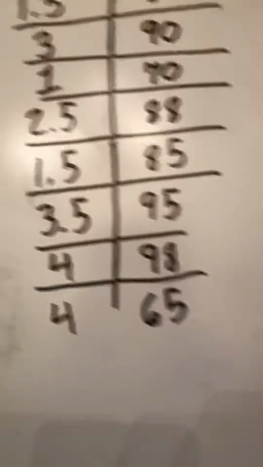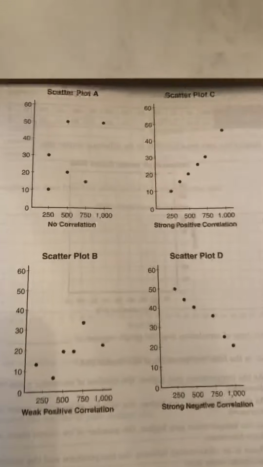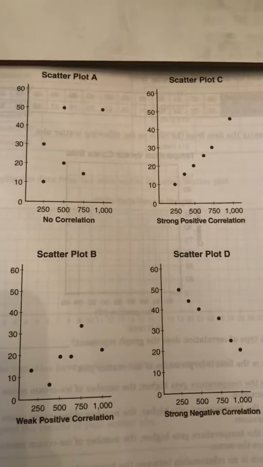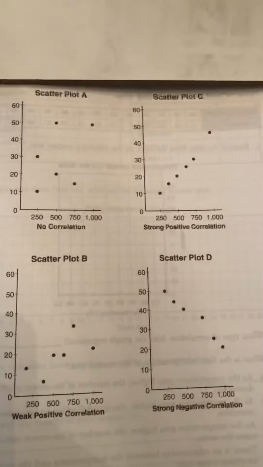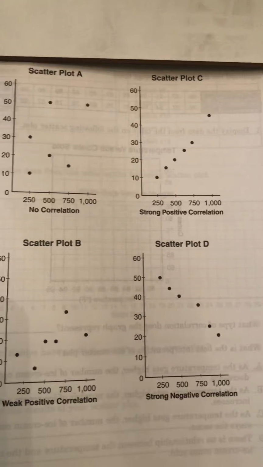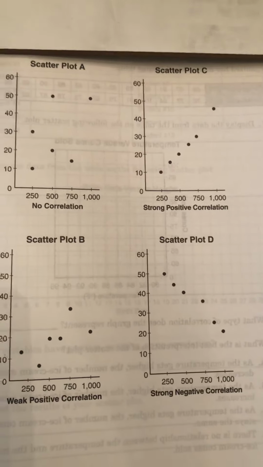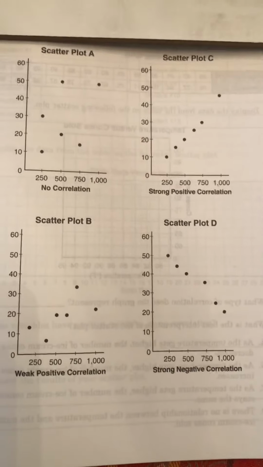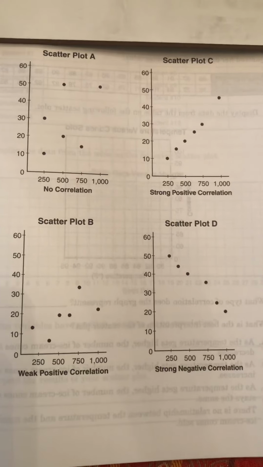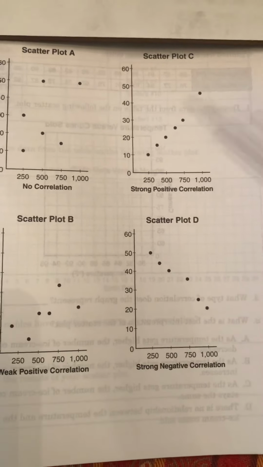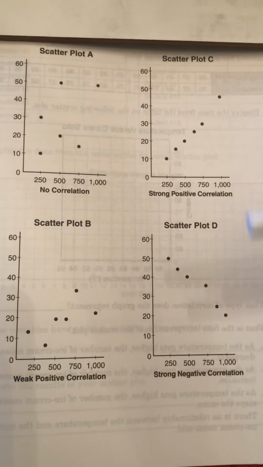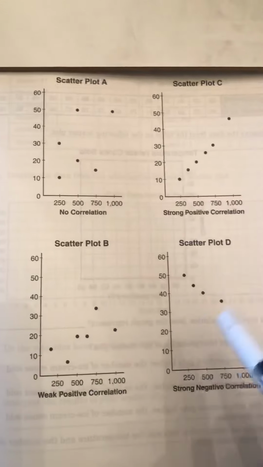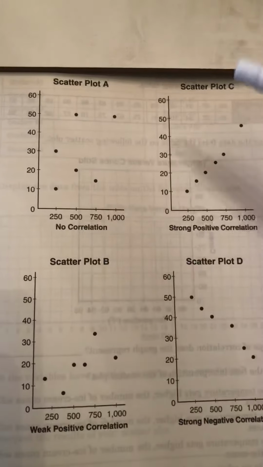Now, the next thing we're going to talk about in this video is correlations. I was going to draw the graphs, but I had this handy-dandy workbook that's going to help us out. You have 4 different types of correlations here. But really what you've got are positive and negative correlations, and you've got strong and weak correlations. And then no correlation. So I guess there's one more in there.